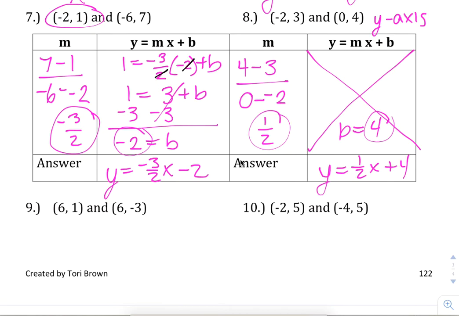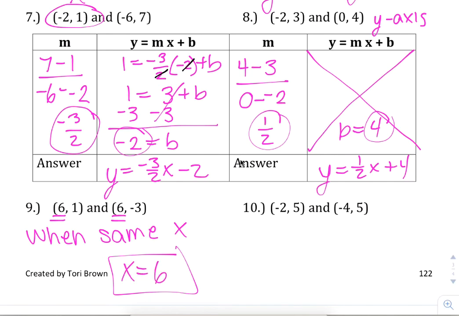All right, so in problem 9 and 10, these are my favorite ones. There's no work. You just have to look at it. What do you notice about both of these problems? Hopefully you noticed that they have the same x. So what we're going to do is we're going to say our equation is x equals 6. That's what my x stays. It's 6 all the time.